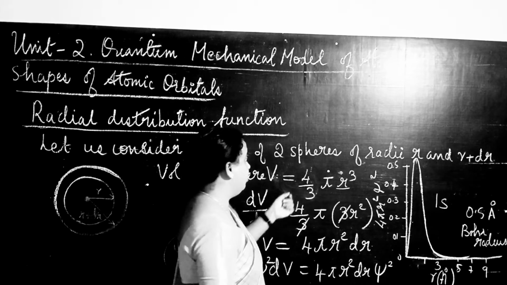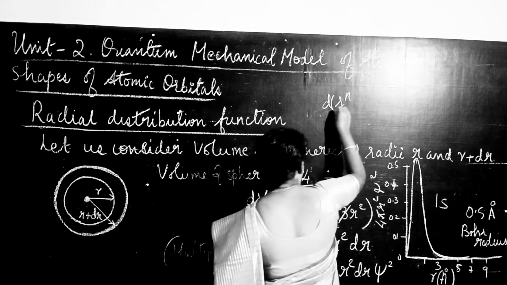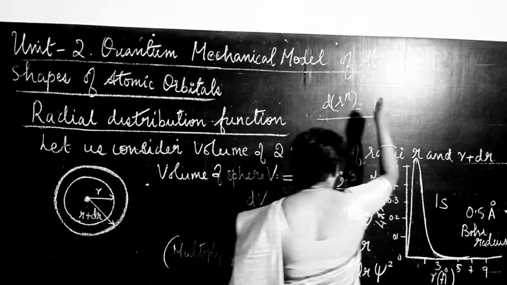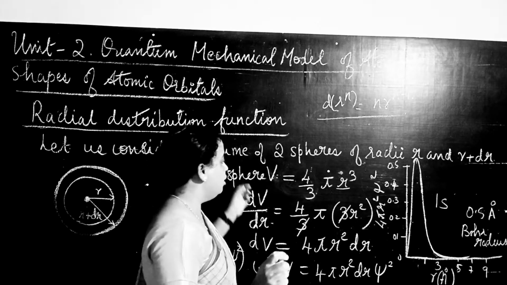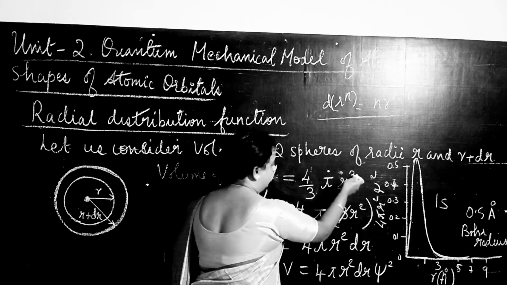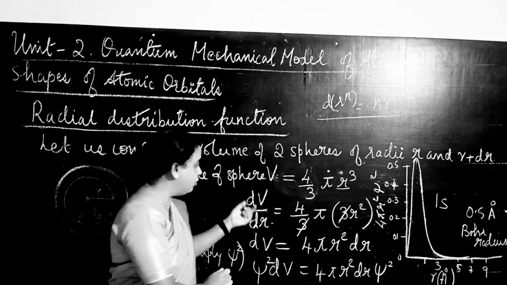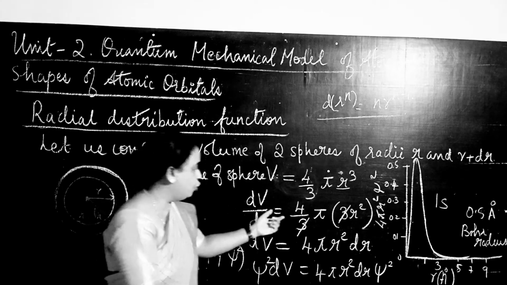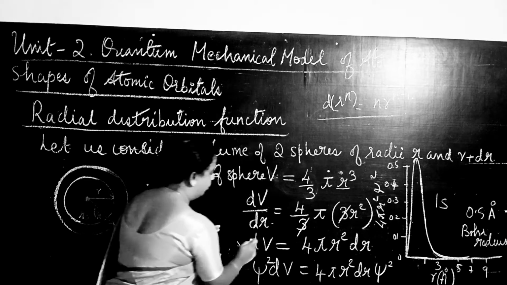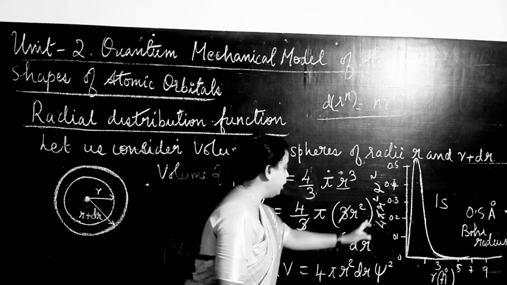There is one formula for differentiation: differentiation of r to the power n is equal to n into r to the power n minus 1. That formula we apply here, where n is 3, so you get 3r squared. That's why we write dV by dr is equal to 4 by 3 pi 3r squared. Now this 3 and 3 get cancelled, and you get dV by dr is equal to 4 pi r squared.